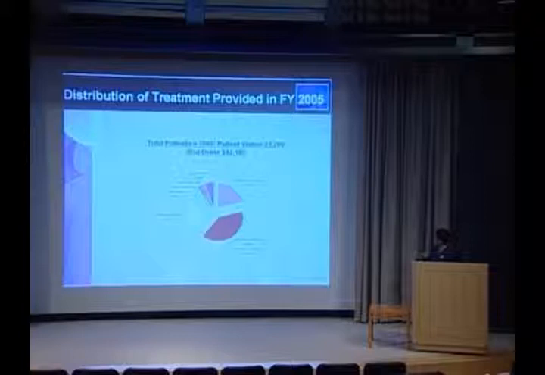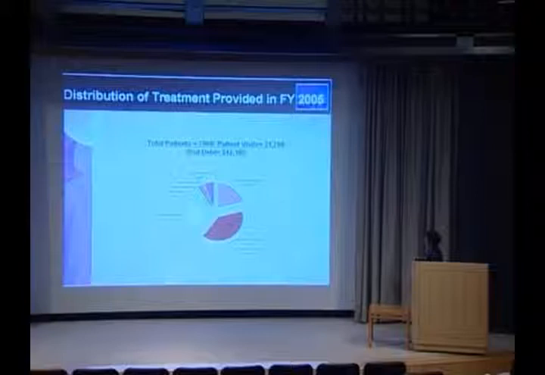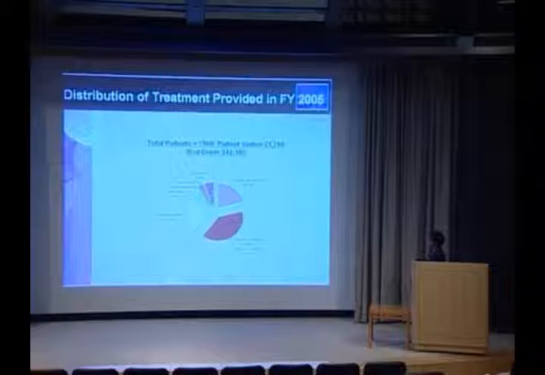And this slide gives you an idea of the distribution of treatment provided. The total number of patients that we saw in 2005 was 7,000, with about 21,700 patient visits. For diagnostic, which included exams and x-rays, it was 21% of visits. Preventive, which included prophy, fluorides, and sealants, was 39%. Restorative was 25%.